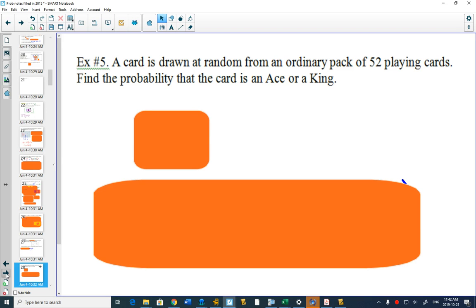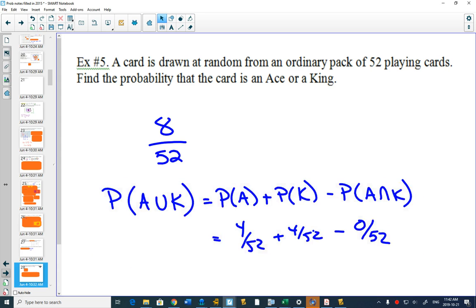Beautiful. So a card is drawn at random from an ordinary pack of 52 playing cards. Find the probability that the card is an ace or a king. This is really easy because you can't have both at the same time. They are mutually exclusive. There's 4 aces, 4 kings. 8 out of 52. You could use the formula if you really wanted to. Probability of an ace or king, 4 out of 52 plus 4 out of 52 minus 0 out of 52 would still give you 8 out of 52.